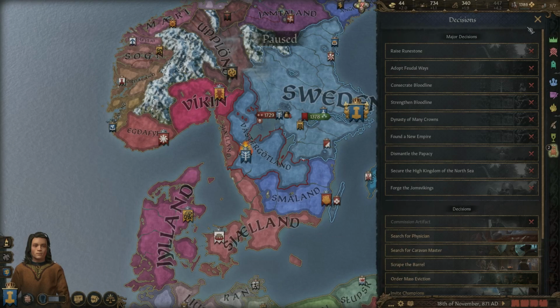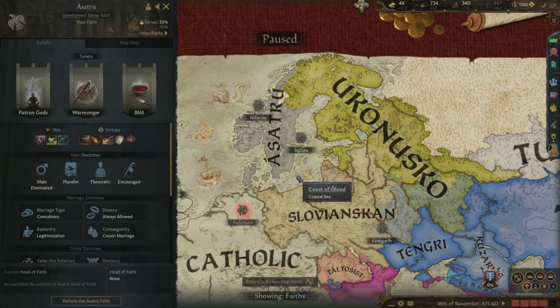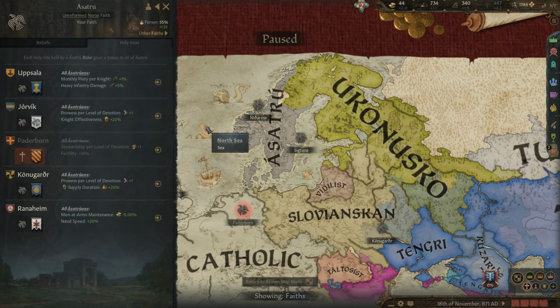Now, what is a holy site? A holy site is essentially a place on the map that is significant to your religion, and every single religion will have five of these. We see here we've got four which are lit up while one isn't. This means that these holy sites are ruled by somebody of your religion, so that means we, as a person of that religion, get those bonuses. However, Paderborn, which is under the Catholic realm of the Kingdom of Lotharingia, is ruled by the Catholics, so of course we do not get the perks from that.